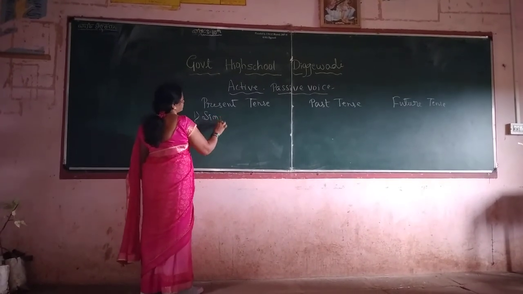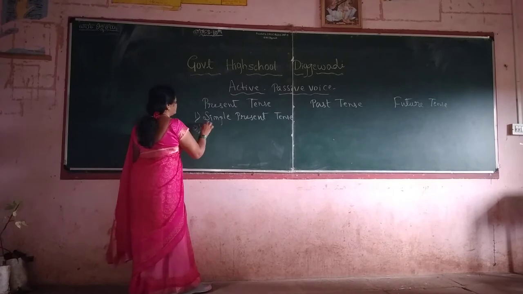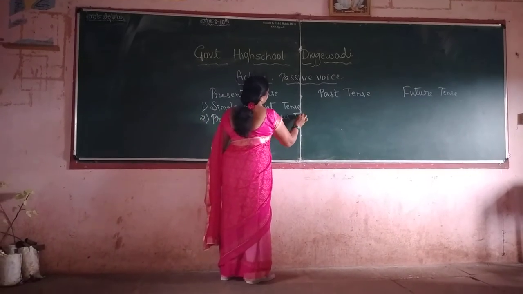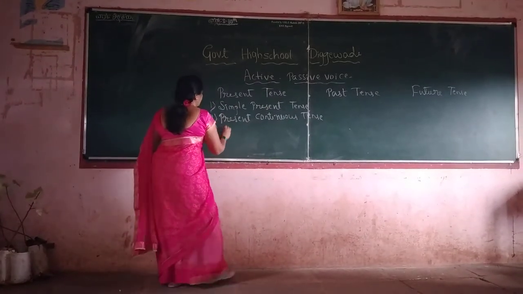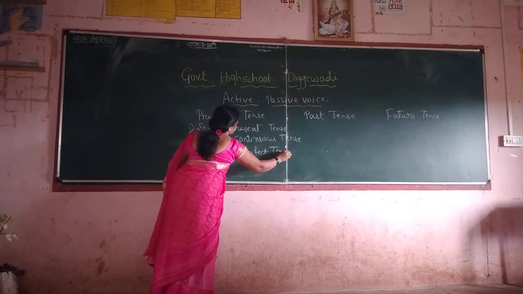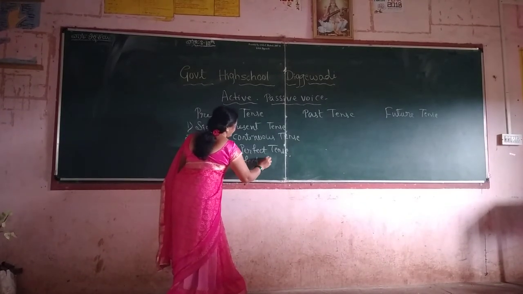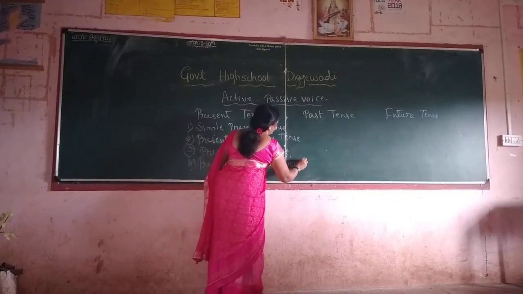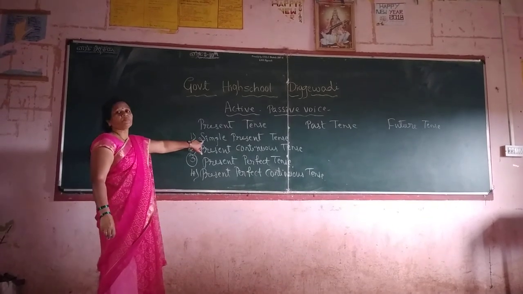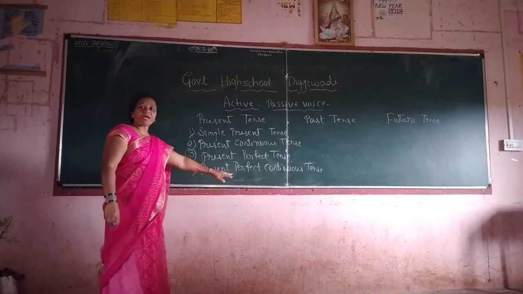First one, simple present tense. Second one, present continuous tense. Third one, present perfect tense. Fourth one, present perfect continuous tense. Like this, present tense is divided into four types: simple present tense, present continuous tense, present perfect tense, and present perfect continuous tense.